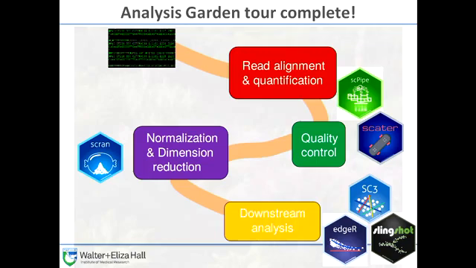Today we talked a bit about normalization, quite a bit about dimensionality reduction, and I introduced you to three important aspects of downstream analysis in single-cell RNA-seq data, mainly clustering, trajectory inference, and differential expression, and we talked about some of those packages that are available there.